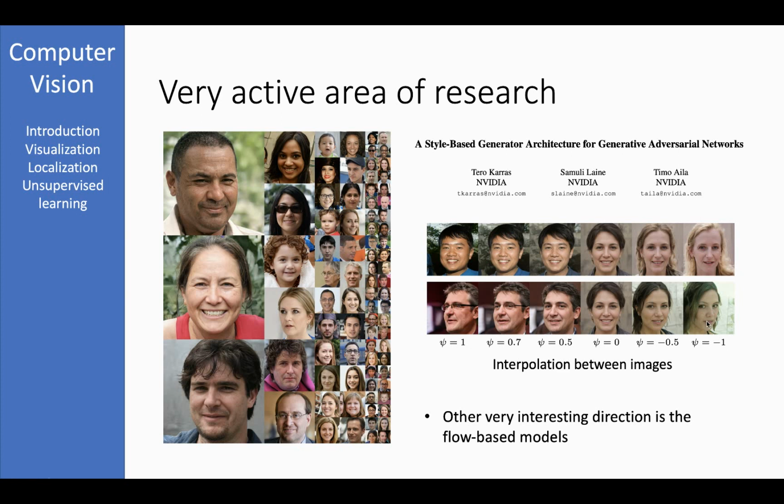Now, the generative adversarial network and the variational autoencoder are two different models, but there's also another very interesting avenue for modeling distributions, which is called flow-based models. We will not go into detail, but I strongly recommend you look into it if you are interested in this problem of distribution modeling.